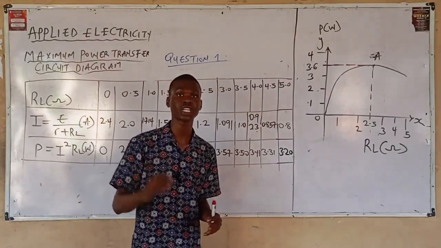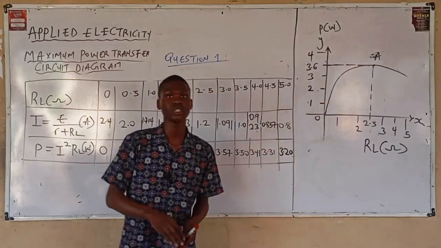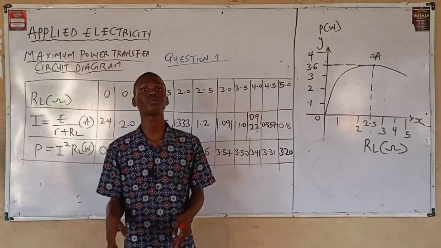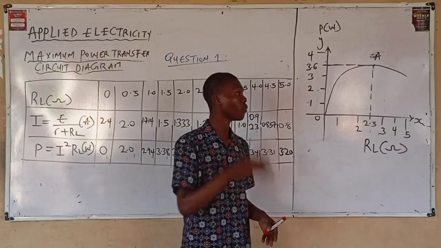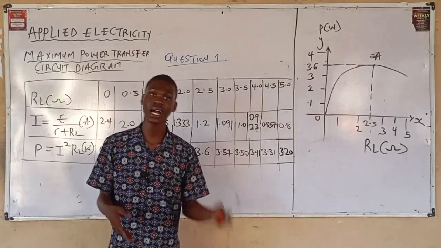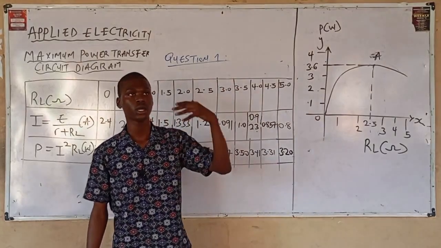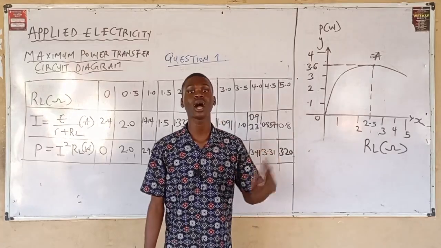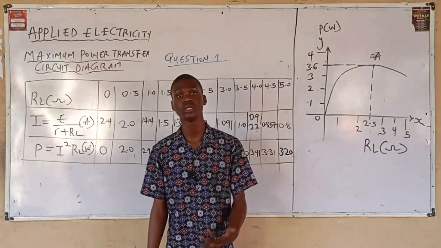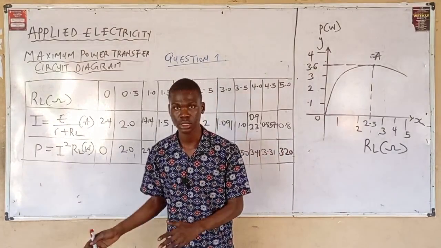When you have a curve changing from one direction to another direction, the point where your curve is changing becomes what? Turning point, right? In mathematics, we say that the maximum value occurs at the turning point, right?